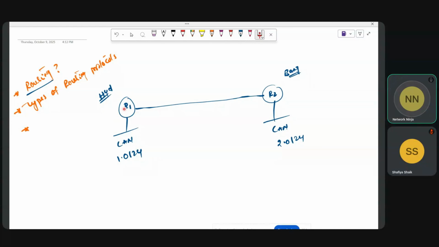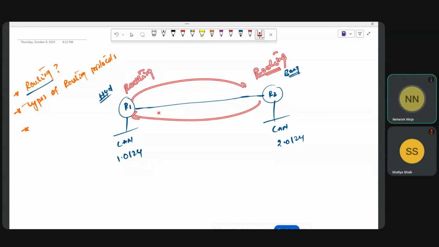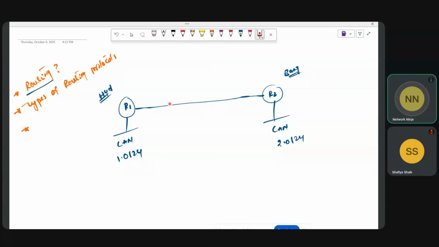If the router wants to do the routing, we should have some routing protocol configured in place. We need to configure a routing protocol here as well. Once both routers form the neighborship, only then will they exchange the routing information. So in this video, we are going to understand what routing is, the types of routing protocols, the difference between IGP and EGP, and other routing protocol requirements.